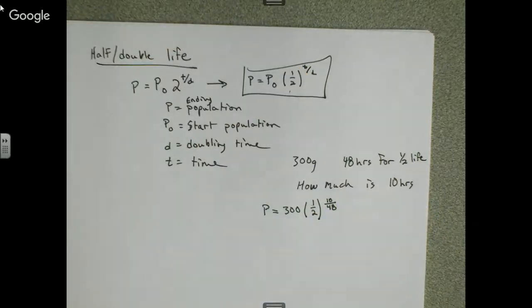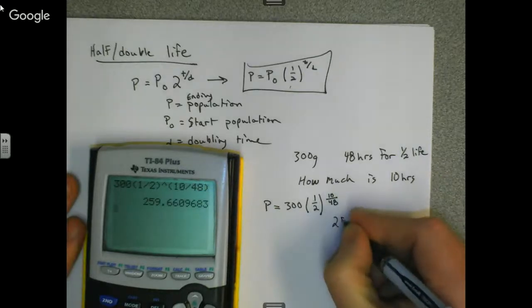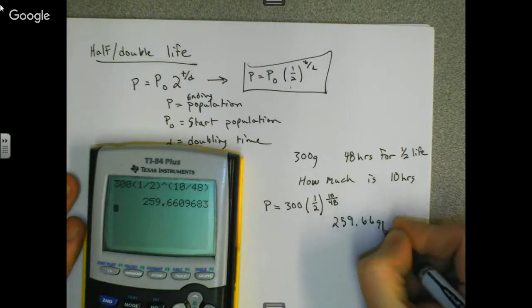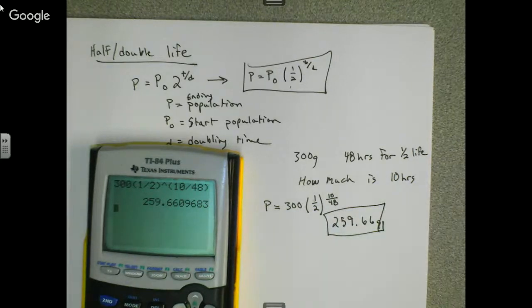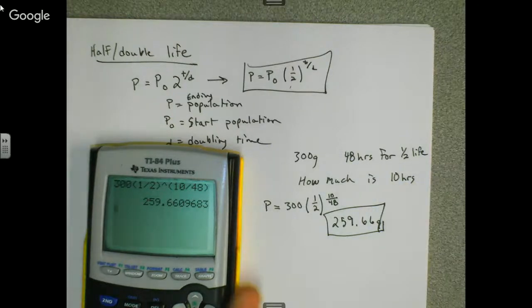So I just type all that into the calculator here. 300 times one half in parentheses, raised to the power, and this needs to be in parentheses too, 10 over 48. So I actually have 259.66 grams after 10 hours. So we're decreasing, but 48 hours, we need a fraction of that for this doubling time.